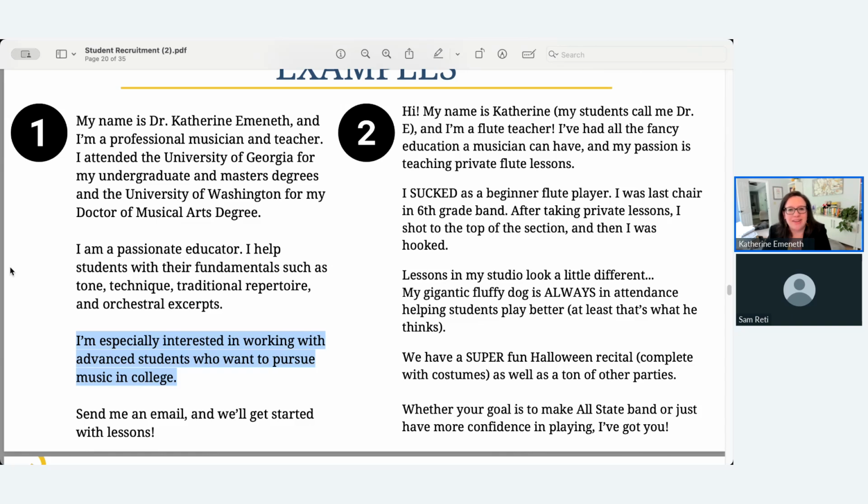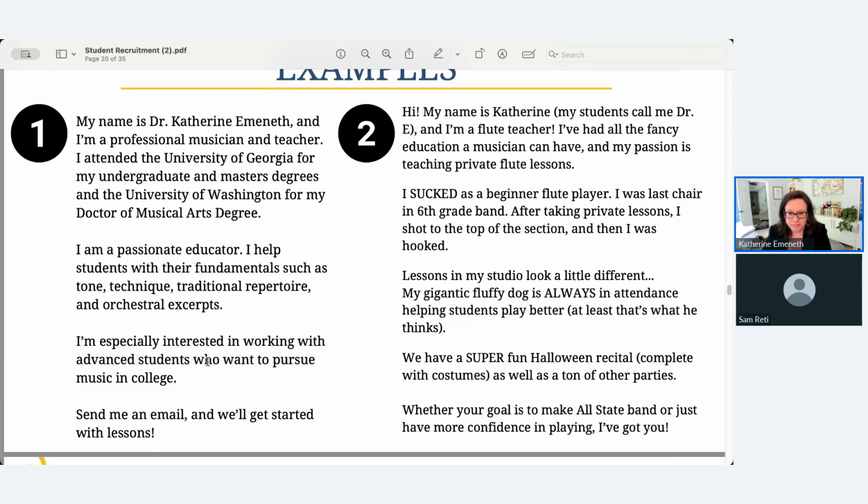This says I'm only interested in this type of person. What kid thinks that they're advanced? Most kids don't think that they're advanced. And if they are advanced, they're probably already taking lessons with someone. So this is a deterrent for getting students.